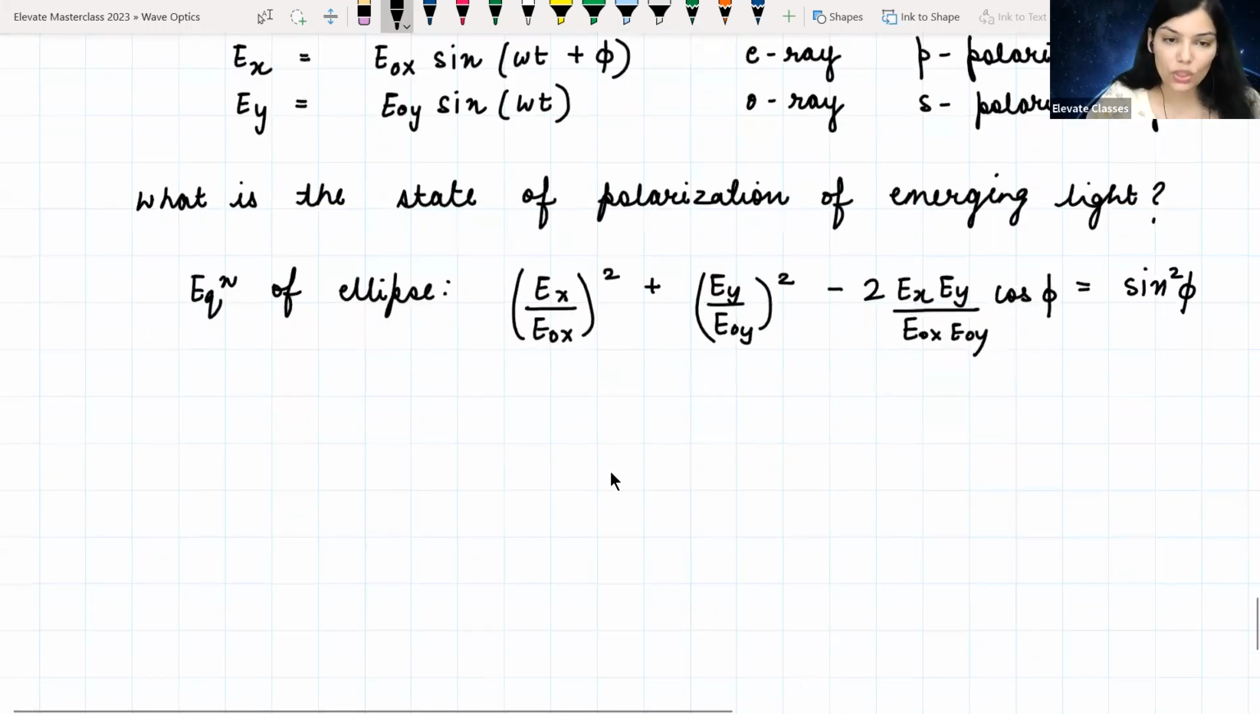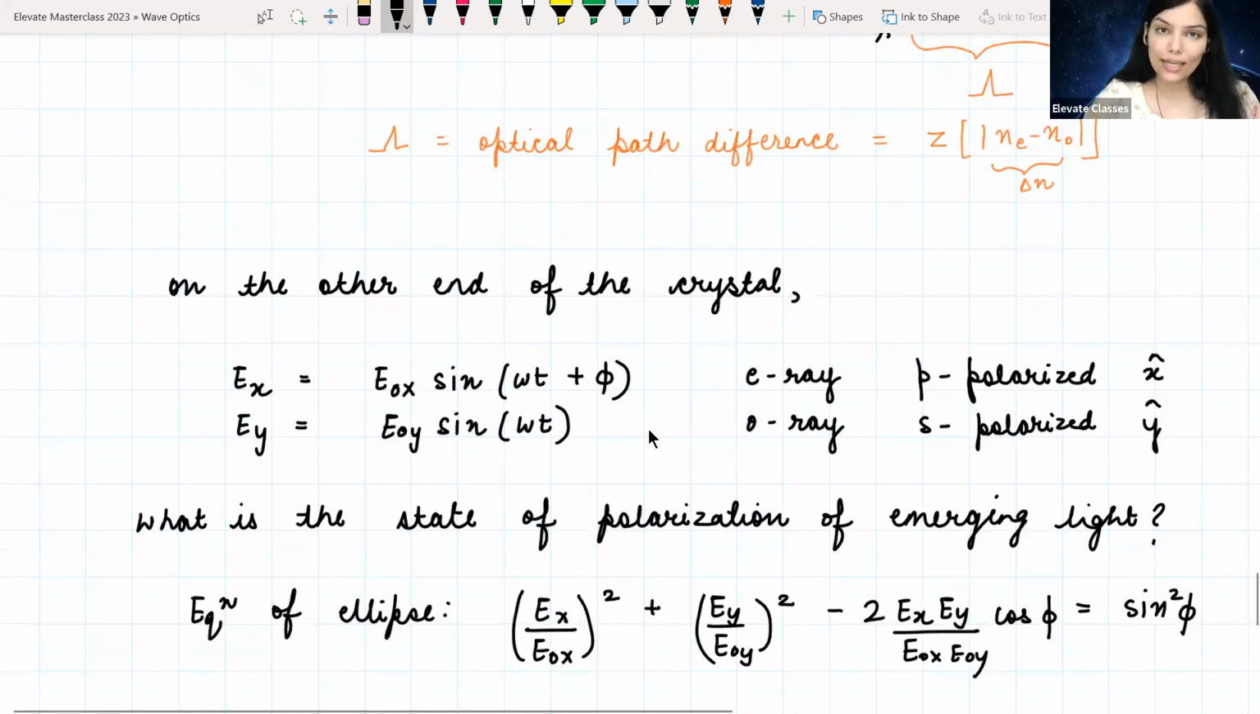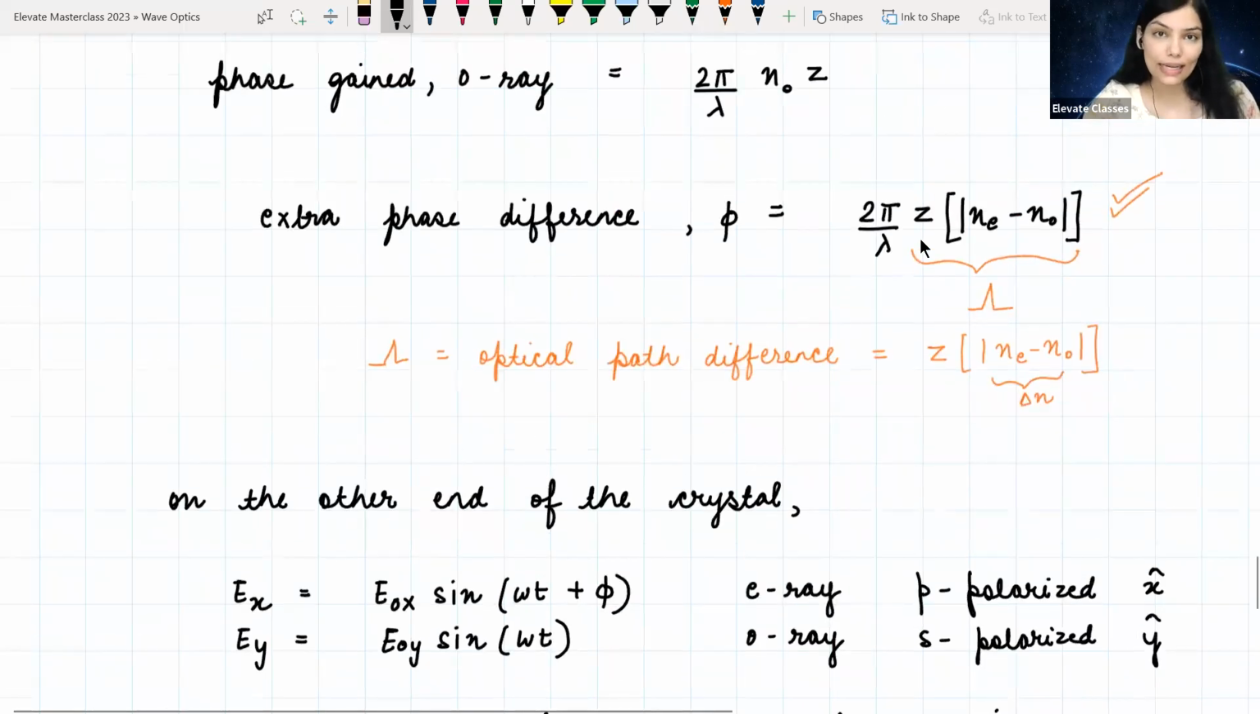But now we have to consider some cases कि phi का क्या value होगा तो हमें किस type का beam मिलेगा. Because see, हमारे हाथ में क्या है, we can change the thickness of the crystal and we can choose any value of Z to get whatever value of phi we want. तो हम phi कैसे introduce कर सकते हैं? We can only change two things. या तो हम crystal का thickness change करें या फिर हम crystal ही दूसरा लें जिसका birefringence different हो, है ना? These are the two ways.